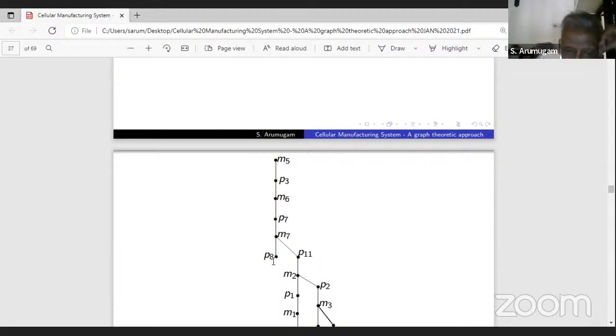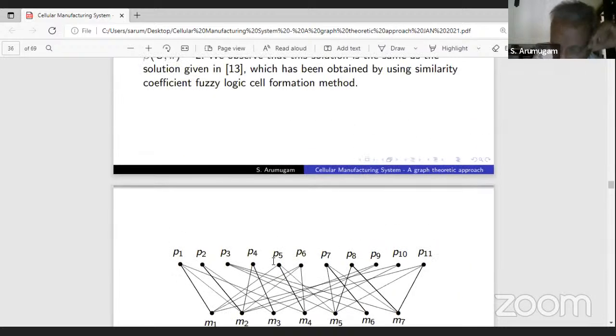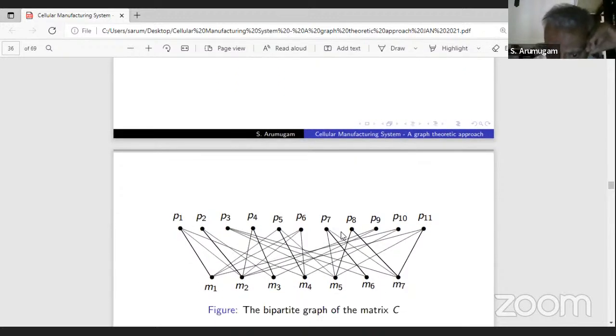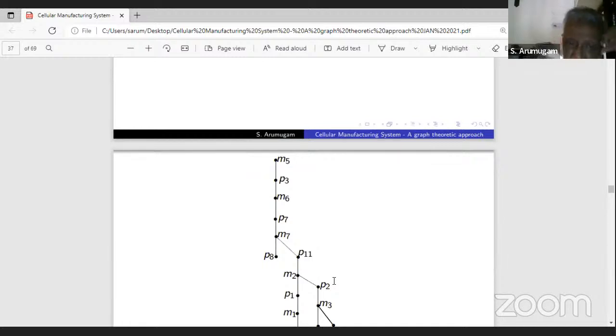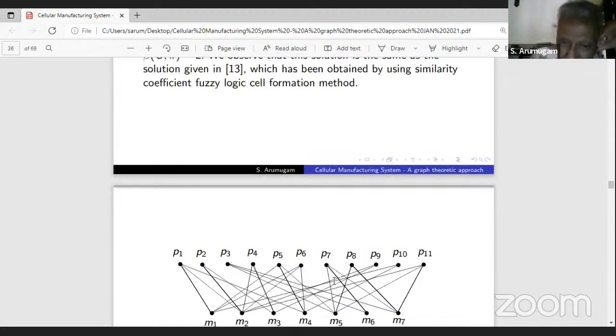Now you see that M7, M6, M5 have already been visited. We are at P8. So go to the figure. What are the neighbors of P8? M7 and M5. M7 and M5 have already been visited. So what should I do now? I backtrack. From P8, I backtrack to M7.